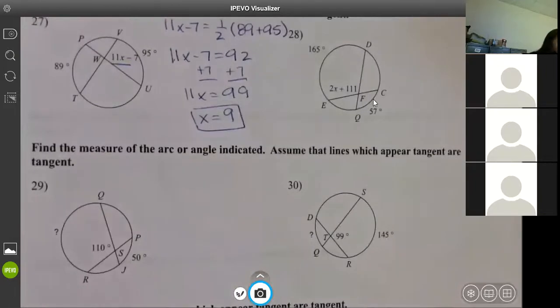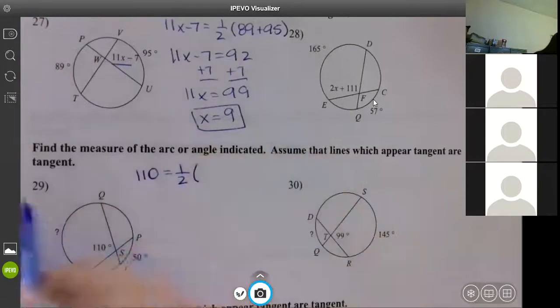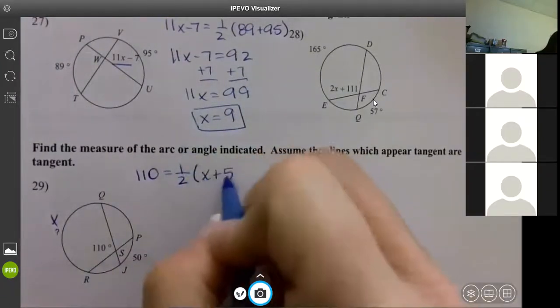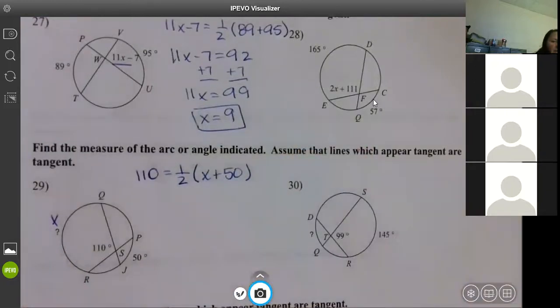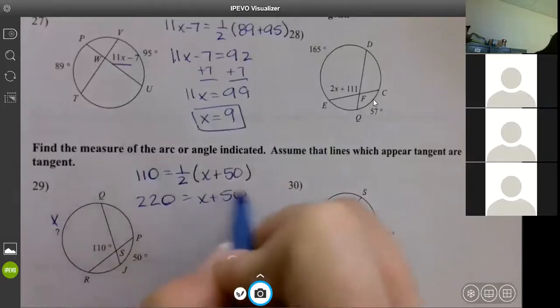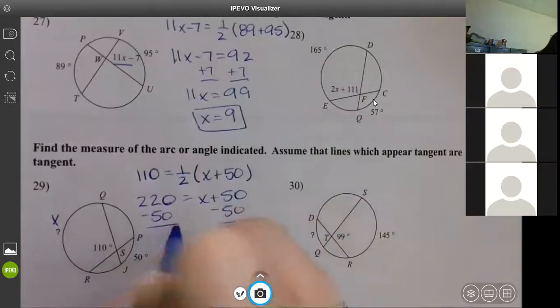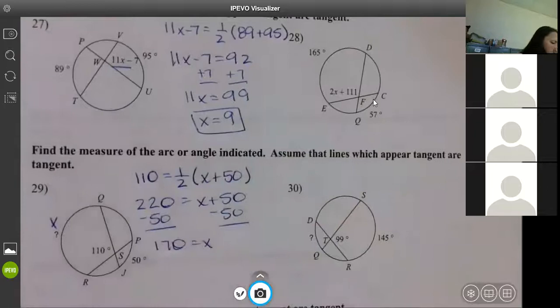Use the same formula. The angle, which is 110, equals half. And it doesn't matter which one you put first because we're adding X plus 50. I multiply by 2, so I get 220 equals X plus 50, and then subtract my 50. And I get 170 equals X. Sorry, 170, yeah.